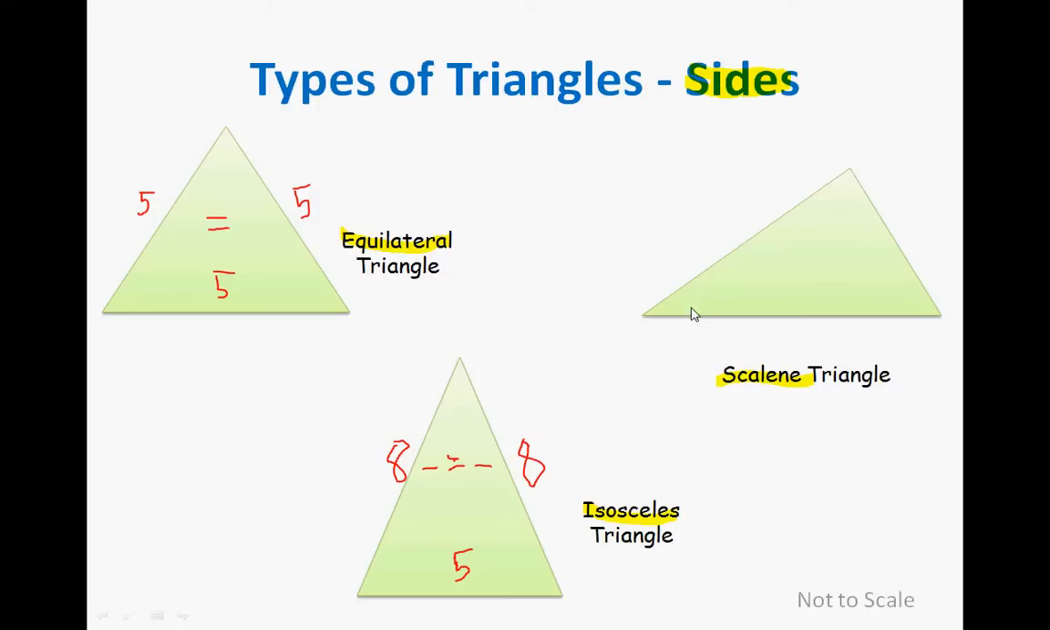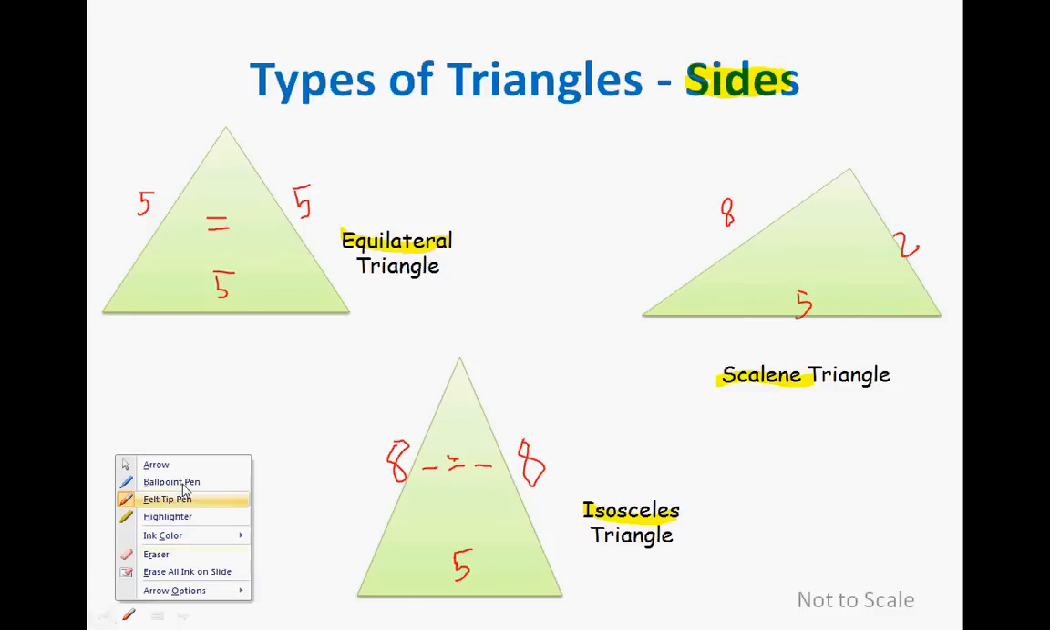So let's move on to the scalene triangle. The scalene triangle, unlike the others, has nothing in common. So if this is 8, this is 5, this will be any other number, for example 2. That's the sides. It's very simple and easy, as I said.